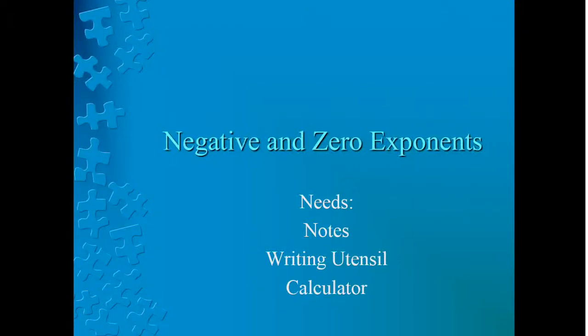Hello, Legacy students. So today we're going to continue our adventure in exponents, and we're going to look at negative and zero exponents. Some things you're going to want to have on you today: your notes, writing utensil, and then a calculator.